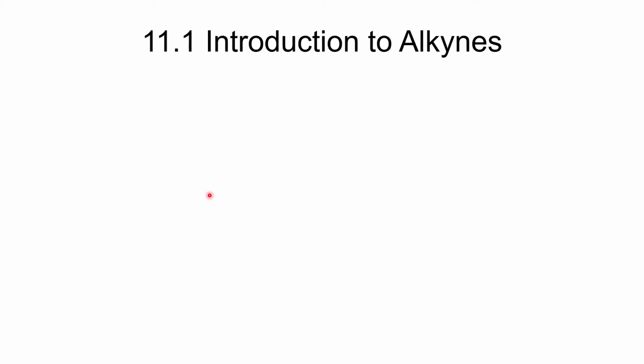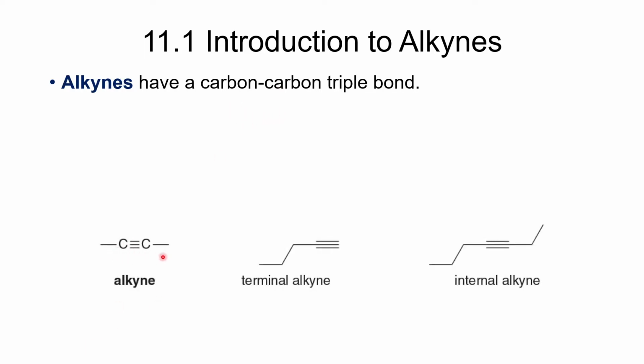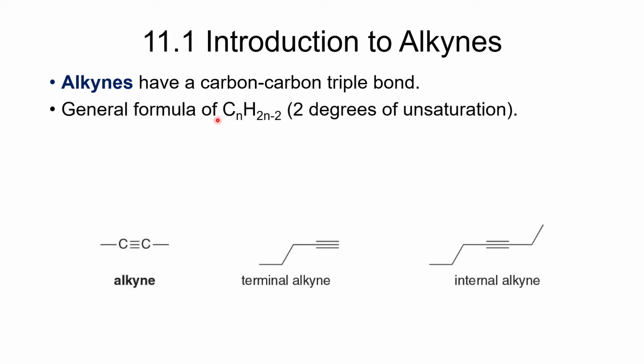So we'll start with what is an alkyne. And we know this already, but we're going to point it out. They do have a carbon-carbon triple bond. So there's the carbon-carbon triple bond. The general formula of alkynes, if you have one alkyne, is CnH2n-2, and that gives us 2 degrees of unsaturation because of the 2 pi bonds.